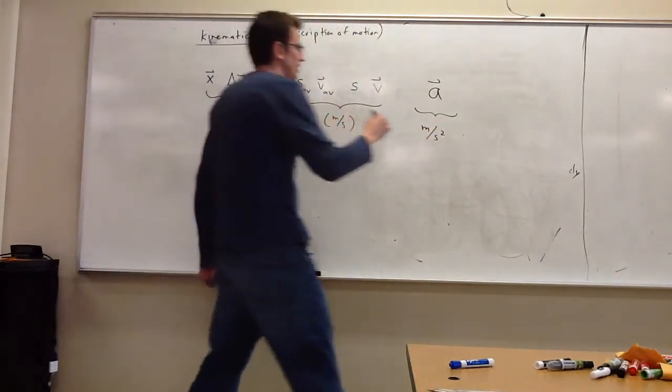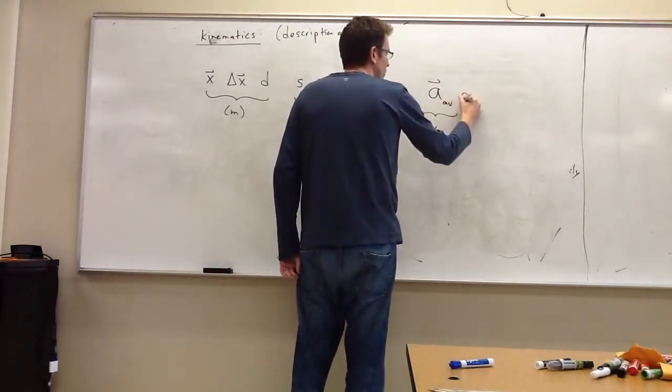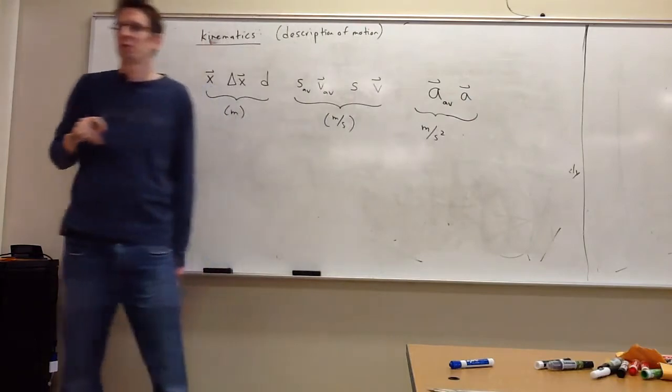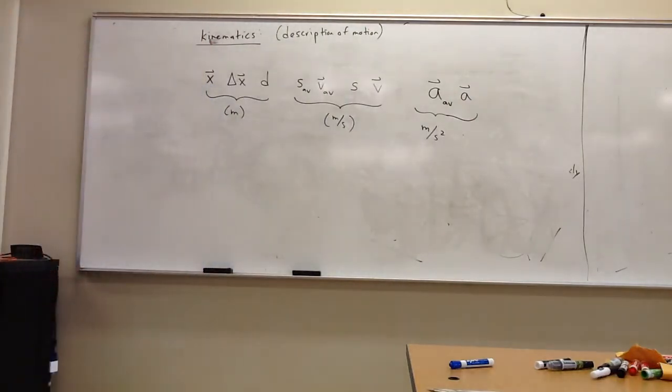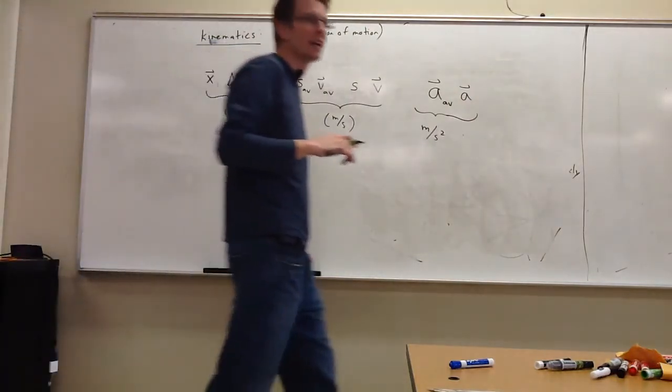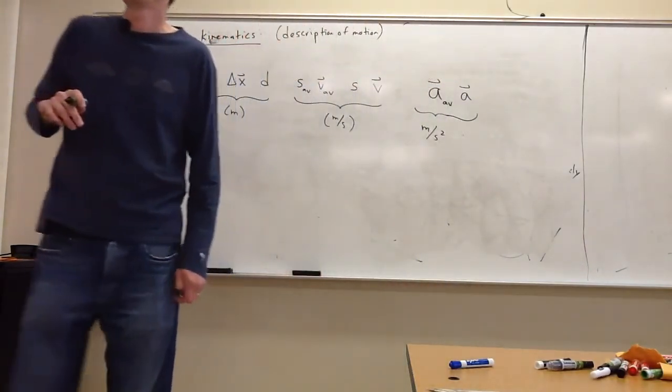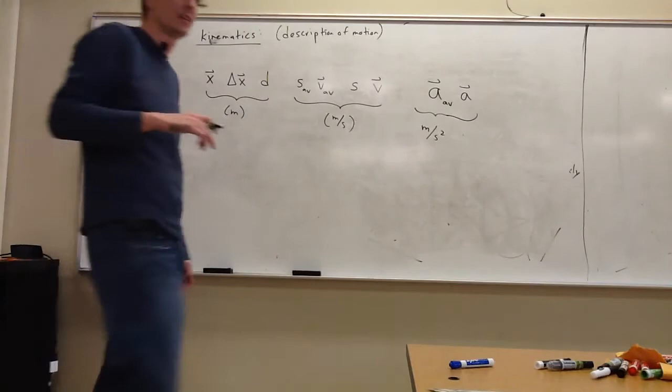I should mention that there is such a thing as average acceleration and instantaneous acceleration, although we will blur the line between them in this class just to keep things simple. And then, finally, the one thing we do need to have for motion is, of course, time. We need to keep track of it in time.